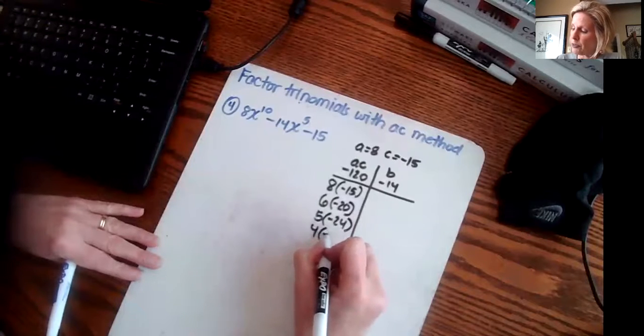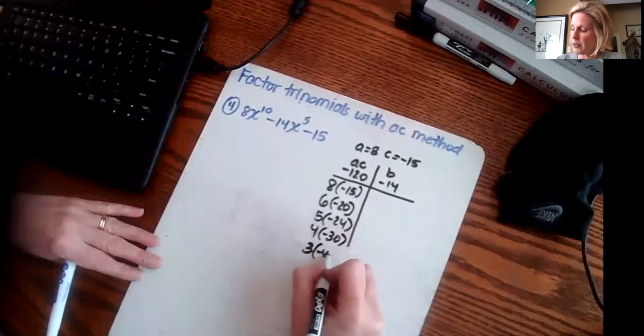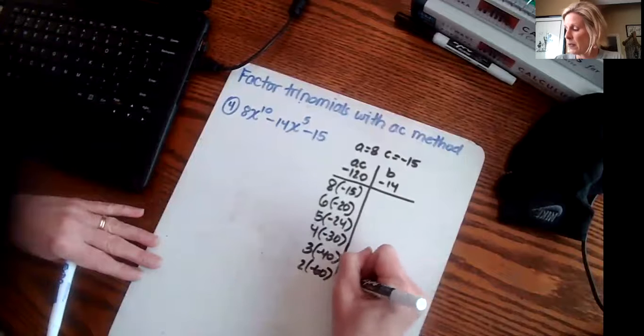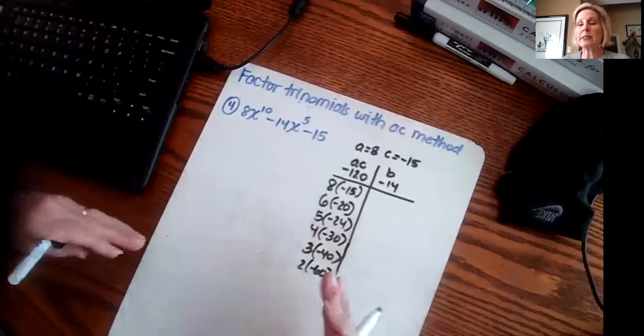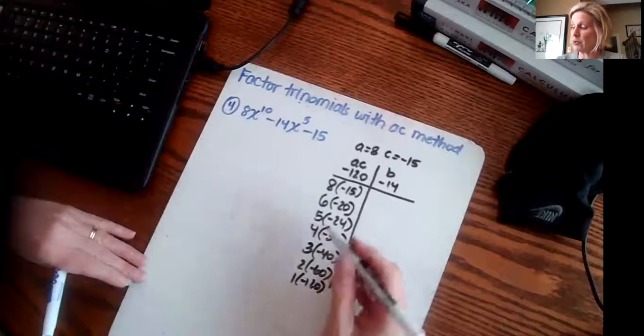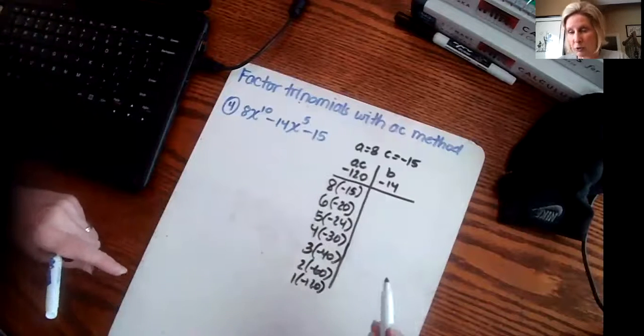4 goes into 120 30 times. 3 goes into 120 40 times. 2 goes in 60 times. So at least my list is smaller. Now I might have not needed to do all of those, because usually if you check as you go, then you can stop sooner.